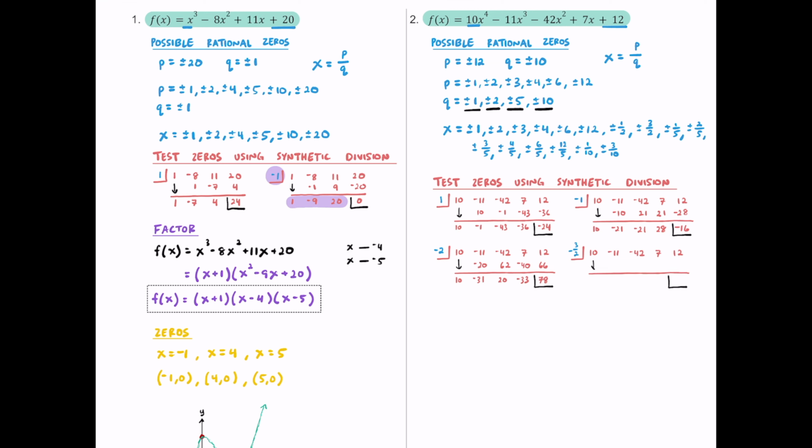Bring down this 10 to begin with. I know fractions aren't the nicest, but we do negative 3 halves times 10. I think that's going to cross cancel. We'll have negative 15. Negative 11 plus negative 15 is negative 26. And then negative 26 times negative 3 halves, cross canceling, we'll get 13 times 3 is 39, and it's going to be a positive 39. Negative 42 plus 39 is going to be negative 3. And then negative 3 halves times negative 3, unfortunately, no cross canceling. That's going to be positive 9 over 2.